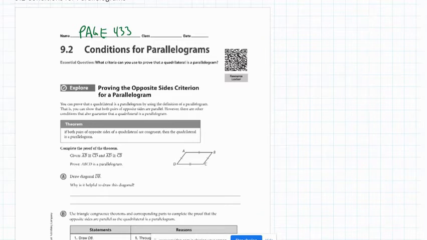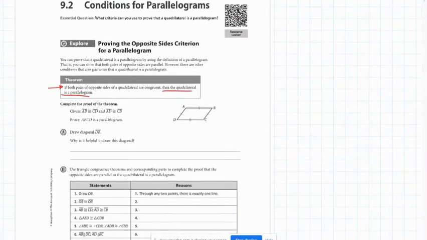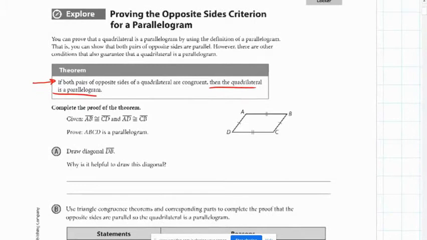We're going to see what information we need to know about a figure to decide whether or not it's a parallelogram. We're going to be looking at a lot of the converses of the theorems that we learned yesterday. For example, yesterday we said, if a figure is a parallelogram, then its opposite sides are congruent. And this theorem says if opposite sides are congruent, then the quadrilateral is a parallelogram. This is pretty easy to prove using congruent triangles.